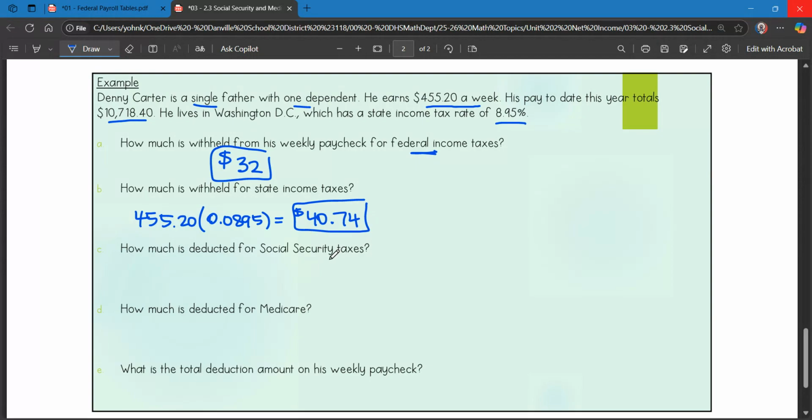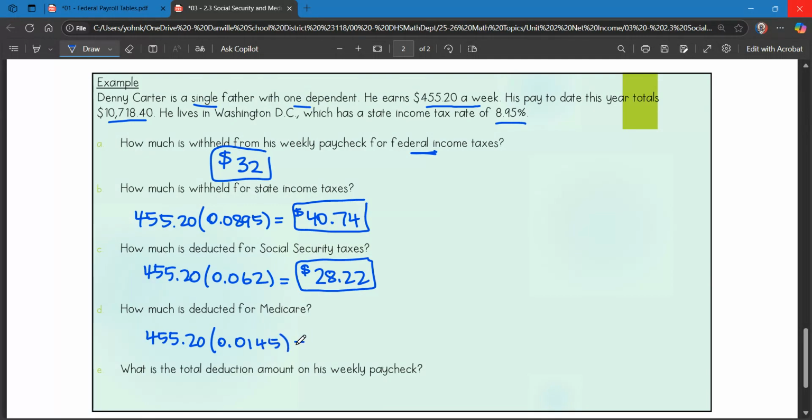Social Security. Social Security is 6.2%. So I take the amount he earns a week, $455.20, and I multiply by Social Security percentage as decimal, 0.062. If I multiply this, I get $28.22. That's how much is taken out a week for Social Security. Part D says how much is deducted from Medicare. Medicare says take your weekly wages, $455.20, and multiply by the Medicare percentage, which is 0.0145. This gives me $6.60.